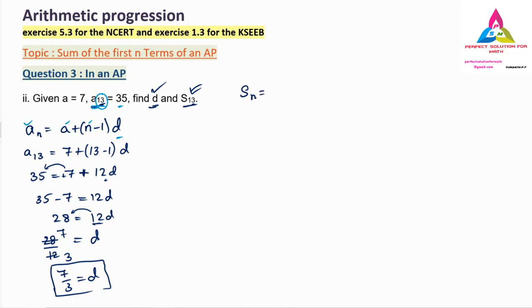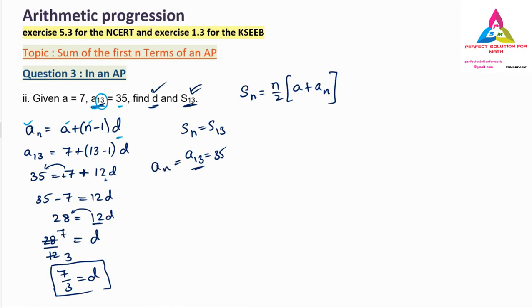Again, Sn is equal to whichever formula you are going to apply. Whether you go for n by 2 into 2a plus n minus 1 into d, or the simple one, n by 2 into a plus an. Because they have told you to find S13, what is the last term? The n value will be 13 only. So we need the last term. The last term is a13, and that a13 value we know, that is 35. So this is our last term, this we can take as an.